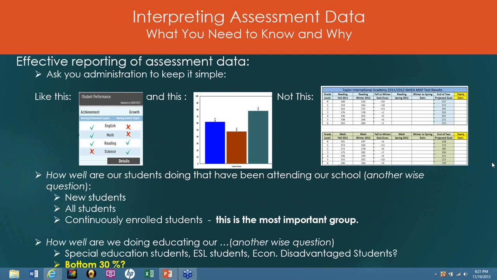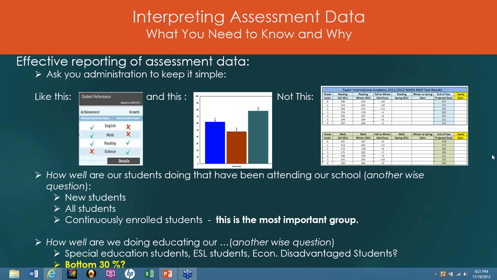continuously enrolled students. Now those are the students by definition, by LSSU's definition, students that have been enrolled for 3 or more years. So an example of that, the first time a student's been enrolled for 3 years is at the end of grade 2. So how are the students who've been there for all of kindergarten, first grade, and second grade doing? Are they at grade level?